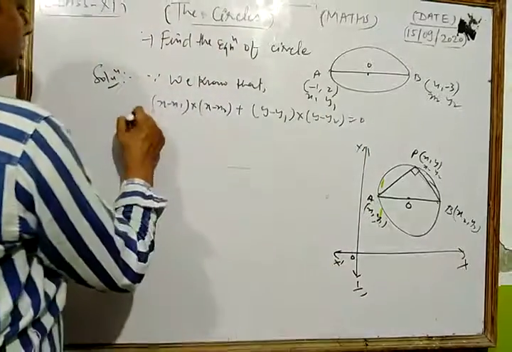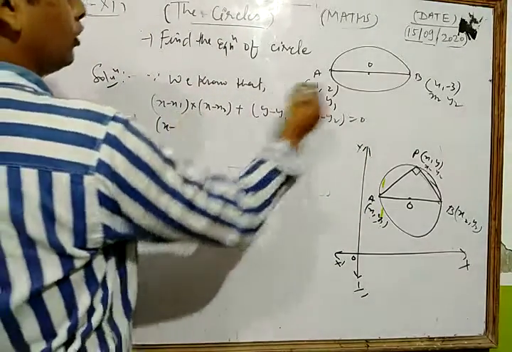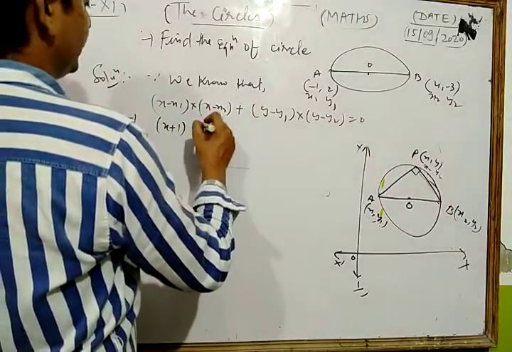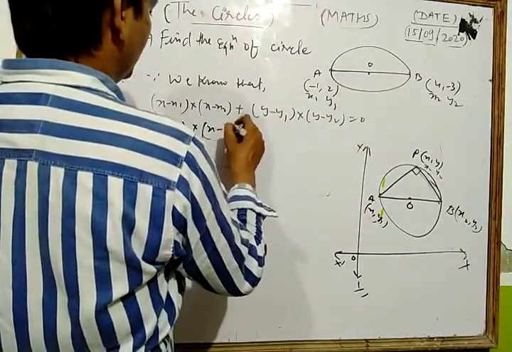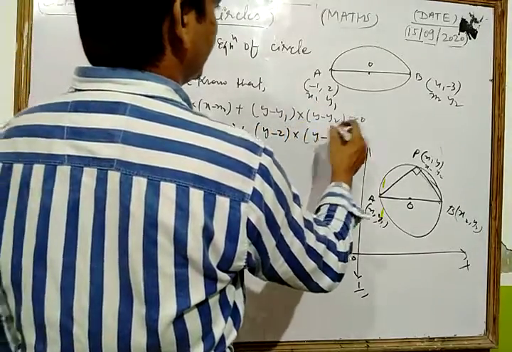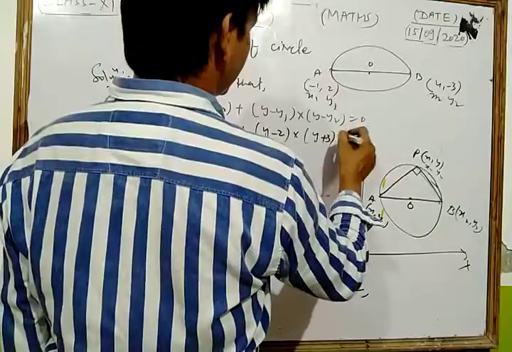Now we put the values. x minus x1: the value of x1 is minus 1, so it becomes plus 1, into x minus x2; x2 is 4. Plus y minus y1, which is 2, into y minus y2, where y2 is minus 3, so it becomes plus 3, is equal to 0.